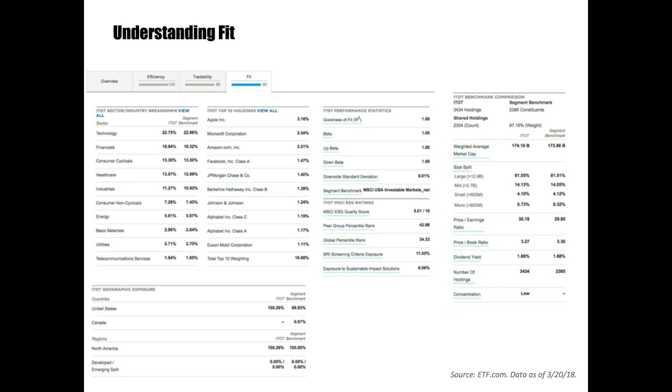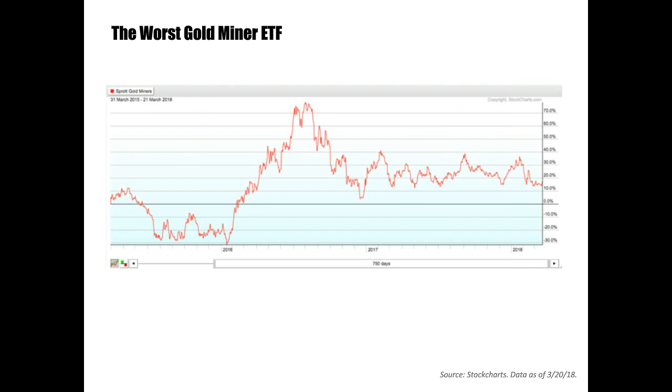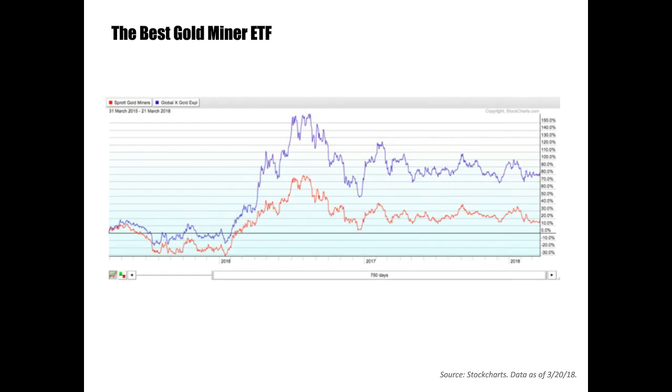I'll give just one more example in the gold miner space. I looked at all the available gold miners that trade in the U.S. because the data was easier to get, and traced back 750 days. Had you searched and bought one gold miner ETF, this is the Sprott Gold Miners ETF, you would have achieved about a 15% return over that time frame. Had you bought this ETF, the Global X Gold Explorers ETF, you would have earned about an 80% return. That's a 70% gap in just 3 years of trading. And of course, you could have been anywhere in between.